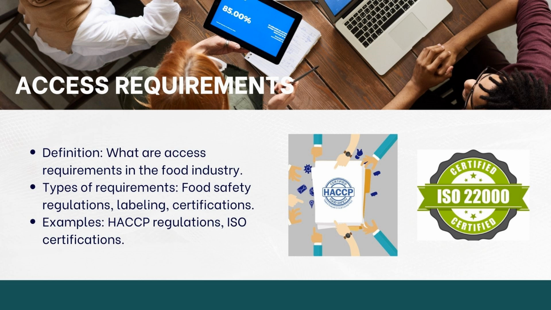Access requirements in the food industry are a set of rules, regulations, and standards that food products must comply with in order to be marketed in a specific market. These requirements are established by the regulatory authorities of the destination country, and their main objectives are to ensure the safety, quality, and transparency of food products, as well as to protect public health and the environment.